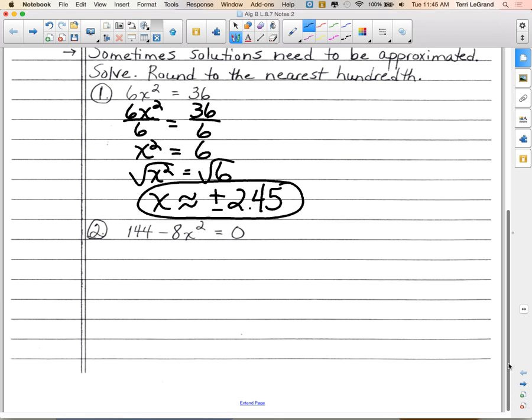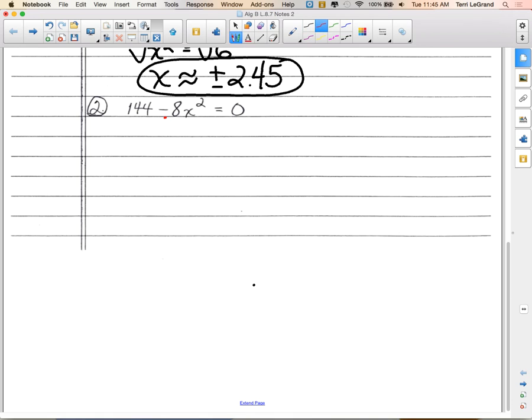Make a positive, add 8x squared to both sides. Okay, let's add 8x squared to both sides so that we will have a positive a value. So now we're going to have 144 on one side, 8x squared on the other side.